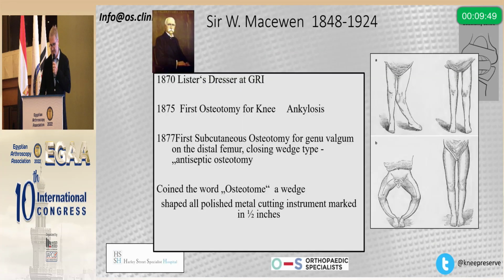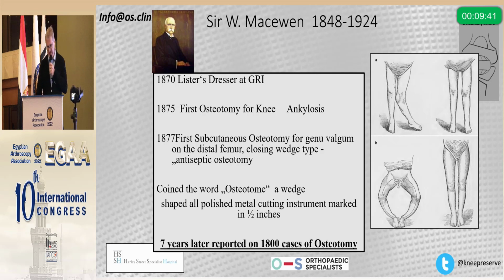This amazing surgeon in the 19th century, Sir William McEwen, he did 1,800 osteotomies, and he reported on these, and you can download this from the internet as a PDF. He was a dresser for Lister, so he learned about asepsis, how to actually manage the patients aseptically.